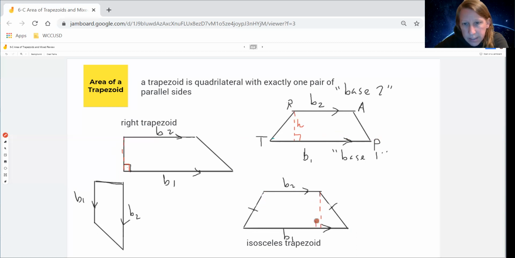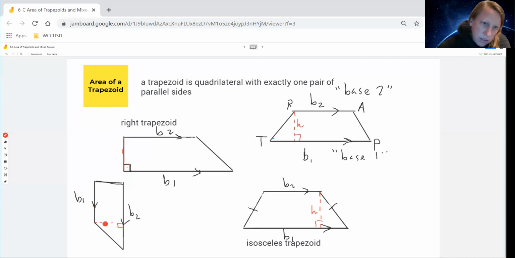This distance right here is the height of the trapezoid. Hey, where's the height of this one? Oh, this one's a little tricky. I don't know if that's a right angle or not. Let's say it's not. Okay, the height would actually be right here.